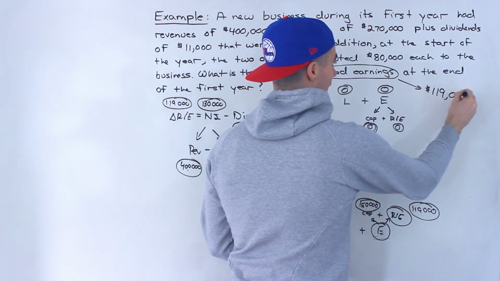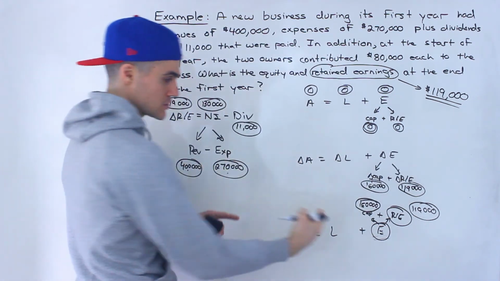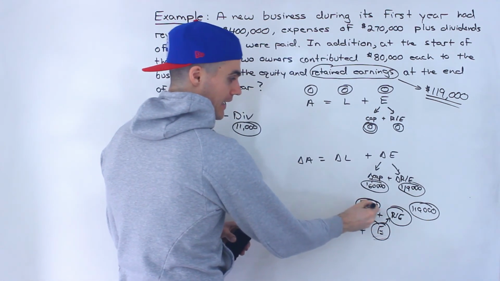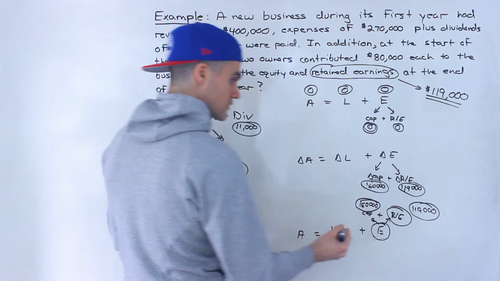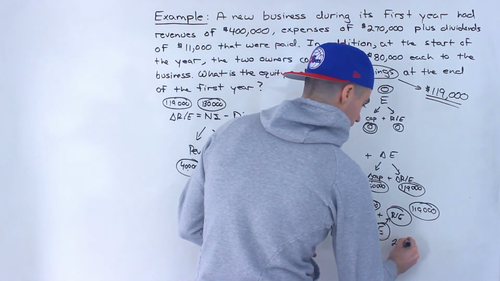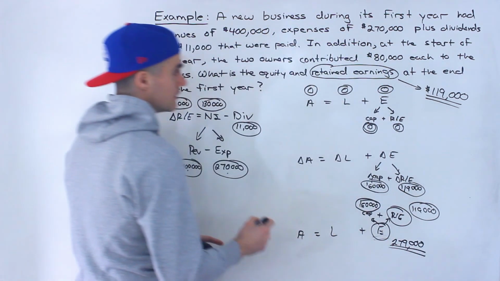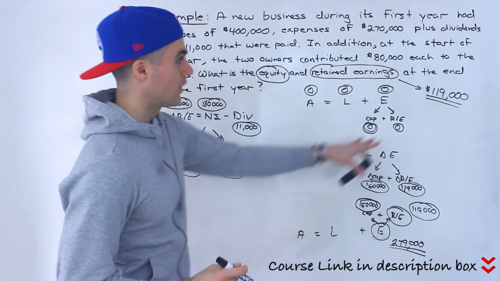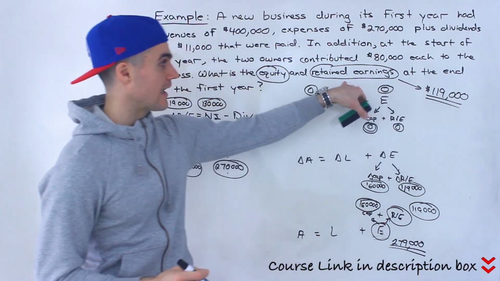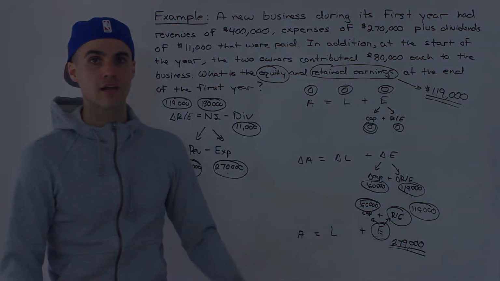And then they also ask for the ending equity, which is this. And because we have the ending capital and the ending retained earnings, we can just add those. And that would give us what? 279,000. And so that ends up being the answer for that ending equity. So 119,000 for the ending retained earnings and then 279,000 for the ending equity.